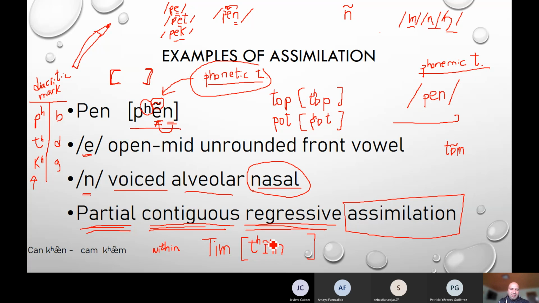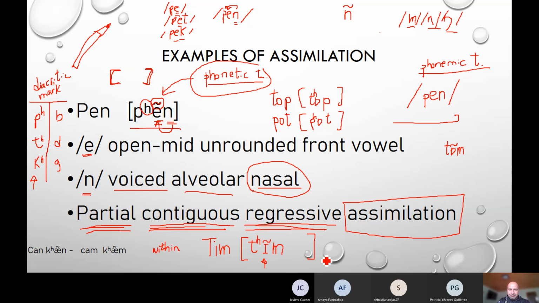Okay, with this sound we're saying, hey, this vowel sound is nasalized. It's sharing this characteristic of the following sound, which is a nasal sound. So in this case, we're talking about partial, contiguous, regressive assimilation. Okay?